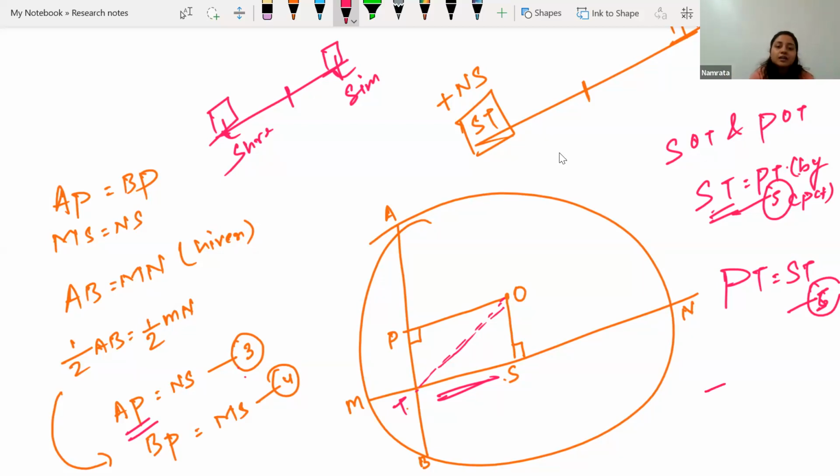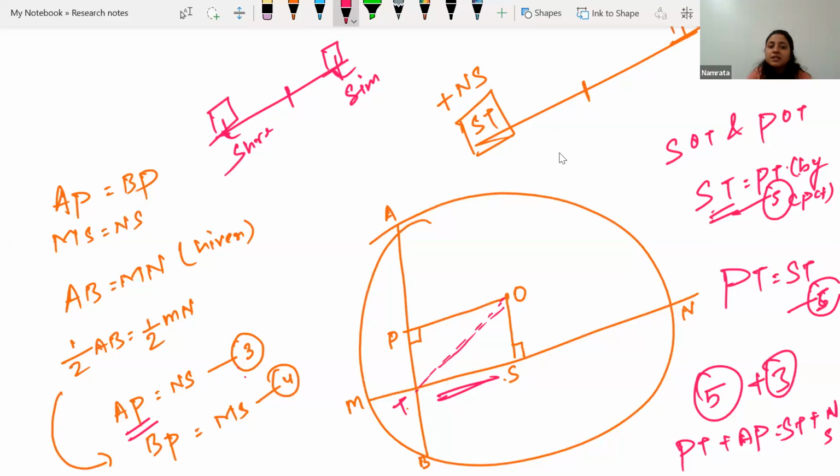Why are we doing it the reverse way? So that we can add equation number 5 and equation number 3 now. That is PT plus AP is equals to ST plus NS. You can see PT plus AP is nothing but AT.